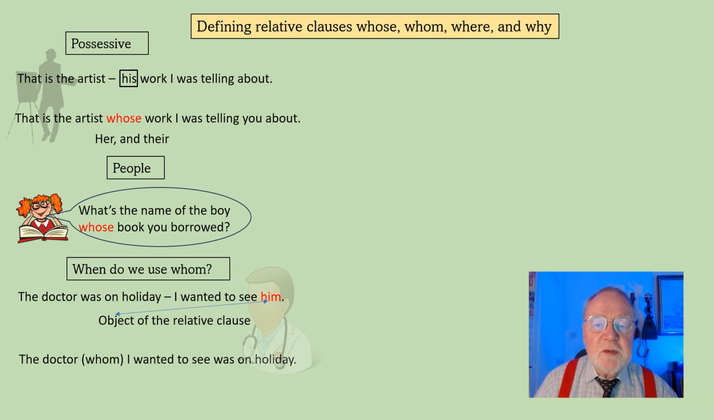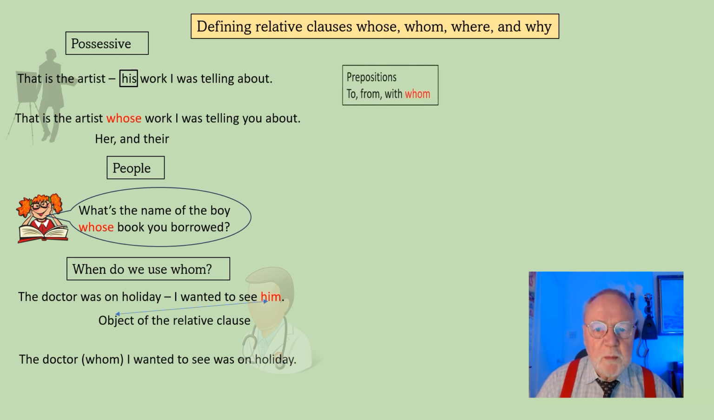But I've put it in brackets because we can leave it out. And we can leave it out because it's the object of the relative clause. And I've explained that in the previous video, and I'll put a link at the bottom if you want to refer back to that to see how it's done. It can be quite confusing, so check it very carefully.